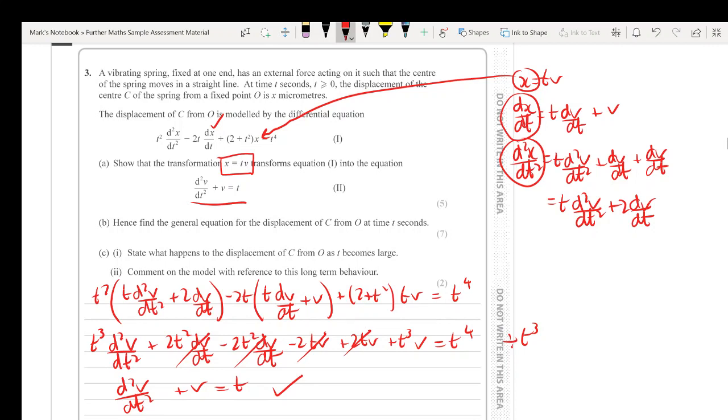Okay, hence find the general equation for the displacement of C from O at time t seconds. So we want the solution of this. However, it wants the displacement, so we are going to have to do our work with the general equation, but also use x equals tv to substitute back in again, because this was just a transformation.